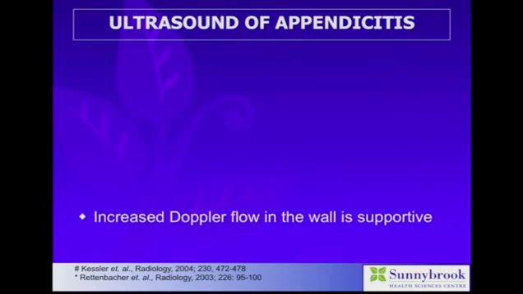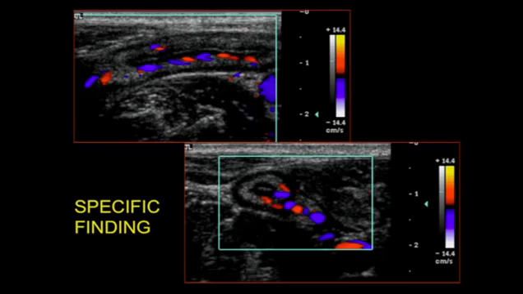Finally, the presence of Doppler flow is supportive evidence of inflammation or appendicitis, and this is true for any other loop of bowel in the abdomen or pelvis. This is a specific finding, meaning the presence of Doppler vascularity, which is traceable in the appendiceal wall, rules in appendicitis. The converse of this, however, is that absent flow does not rule out appendicitis.